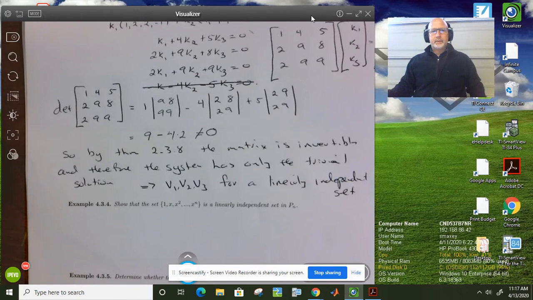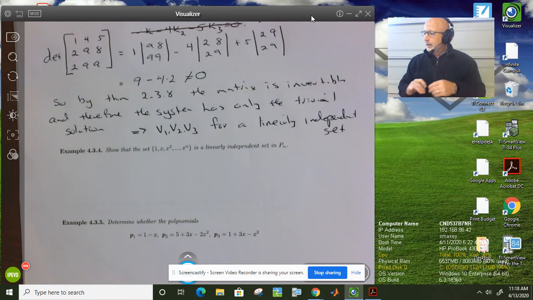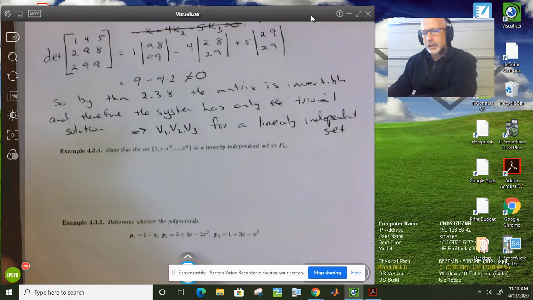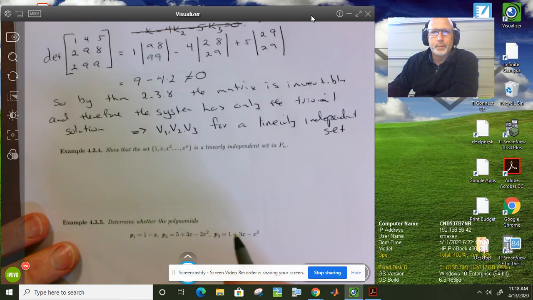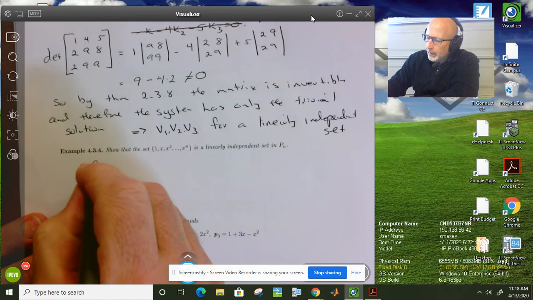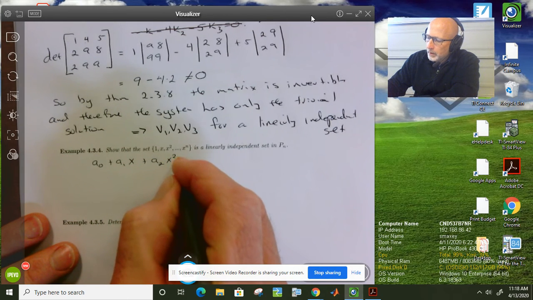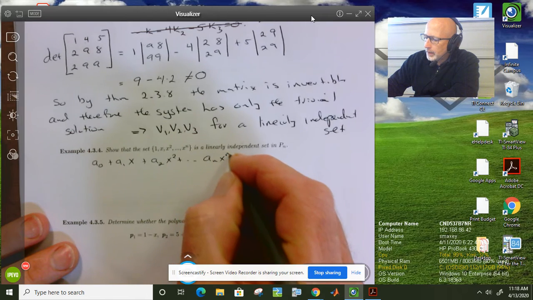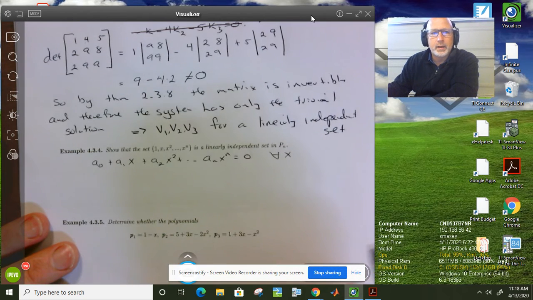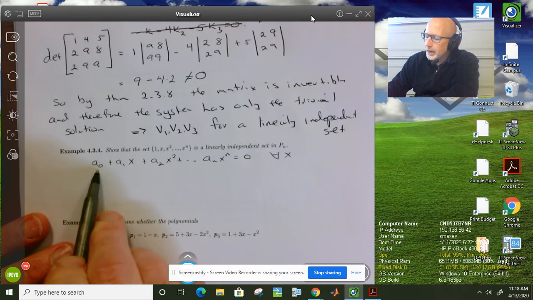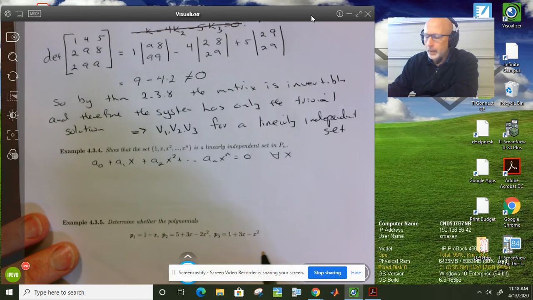Example 4.3.4. Show that the set 1, x, x squared, all the way up to x^n is a linearly independent set in Pn. So once again, you take each one of these times a constant. Because this is polynomial form, I'm going to use the letters that typically go with polynomials. So I'm going to rewrite this as a naught plus a1 x to the first plus a2 x squared plus all the way up to an x to the n, and I know that this should be equal to 0. And this should be equal to 0 for all x. So what I want to find is the set of a naught, a1, all the way up, that when I plug it in will make it 0 regardless of what the x is.